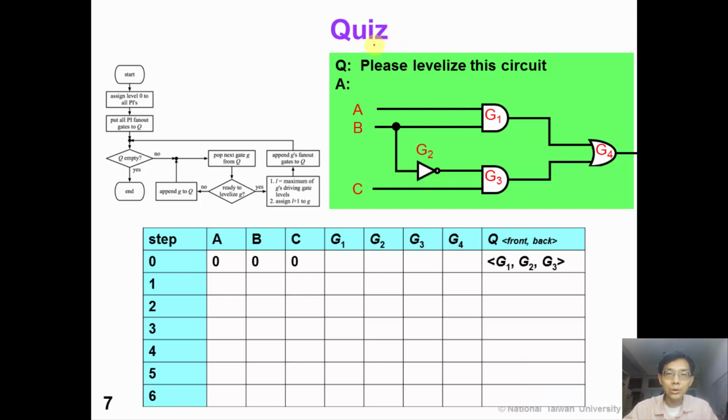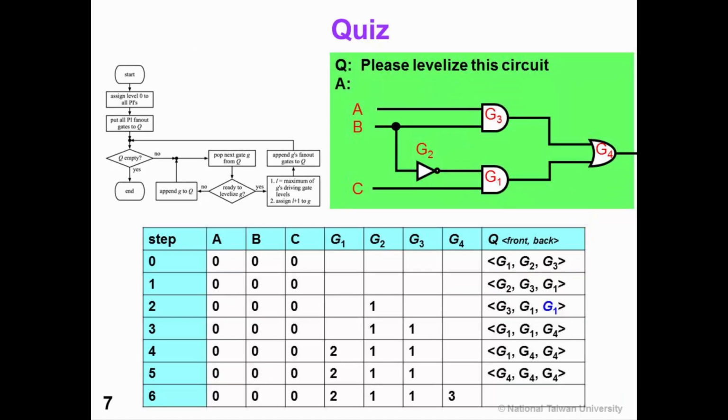Now it's time for you to do an exercise. Please levelize this circuit using the same algorithm. Please now pause the video and fill in this table, given the queue G1, G2, and G3. Okay, are you finished? The correct answer is like this. G1 is level 2, G2 and G3 are level 1, G4 is level 3. Have you got it correctly?